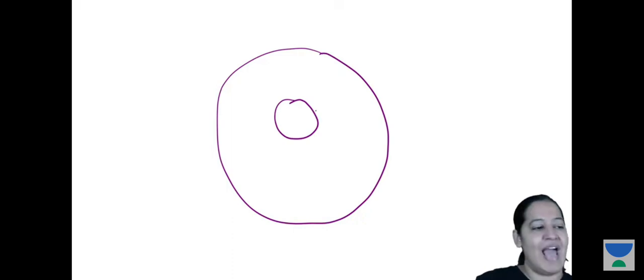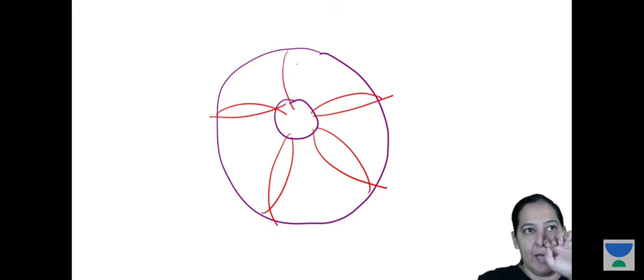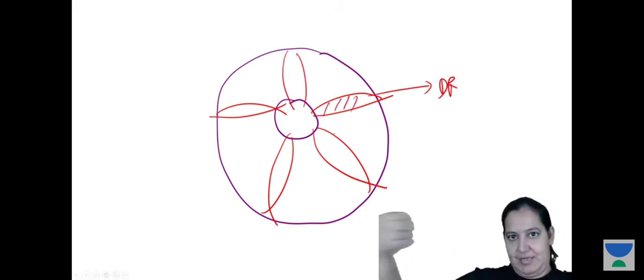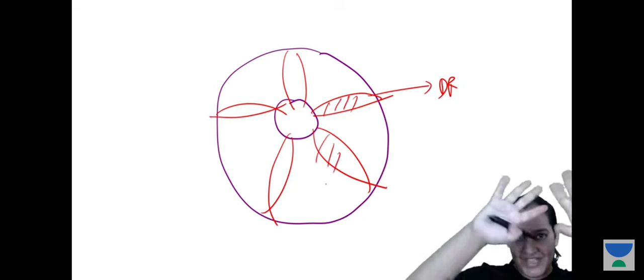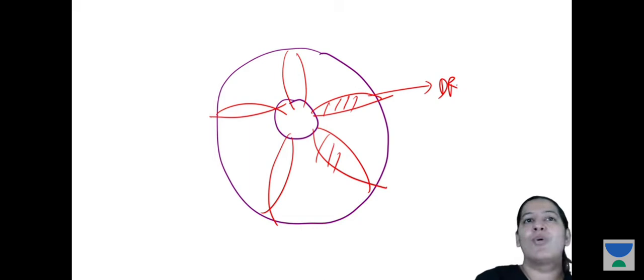Let me draw dilator pupillae first. So this is dilator pupillae. This one, the radial one. ये जो लंबे लंबे मसल बना रही हूँ ना मैं रेड कलर के, all of them are dilator pupillae. Why? Because imagine when all of these muscles are contracting, the size of pupil will increase. So that's why these are known as dilator pupillae or radial muscles. They are radially arranged.